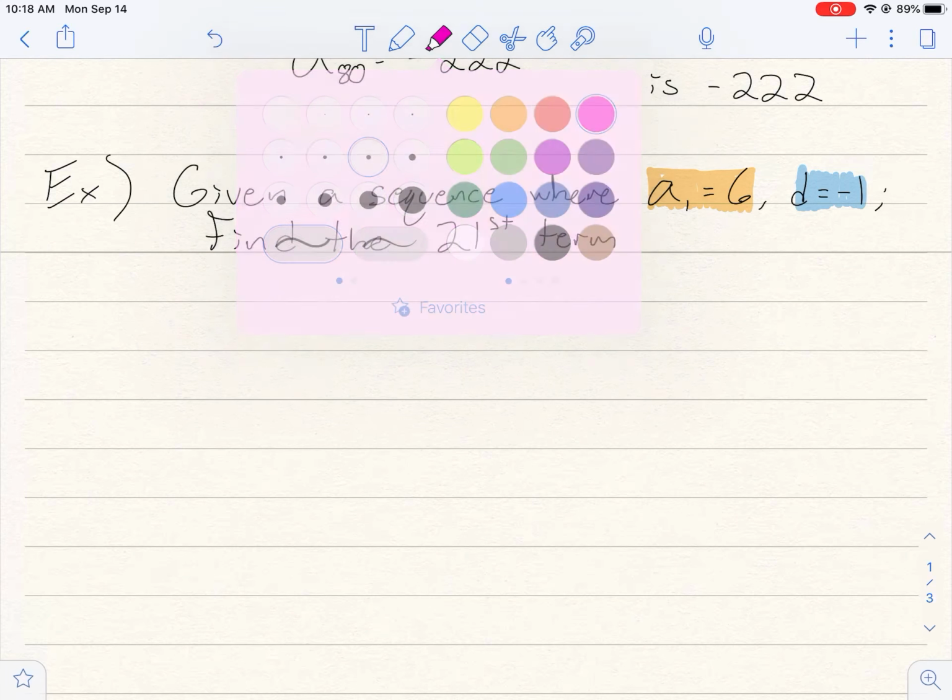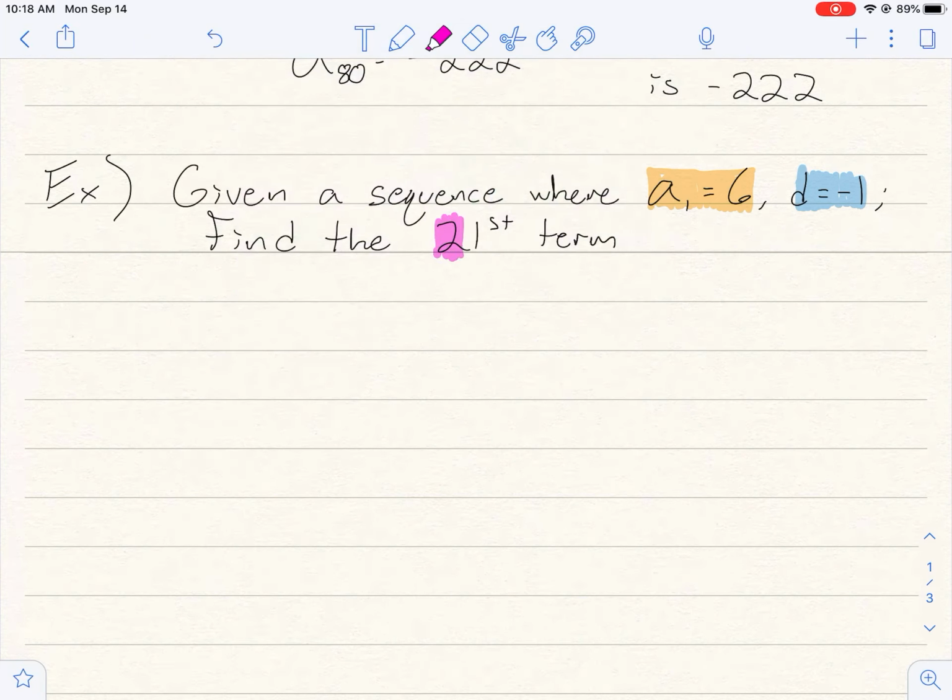And then we're also finding the 21st term. So that means n is equal to 21. Now, the easier way to approach this is our formula here, a1 plus d times n minus 1. We're using these three pieces.